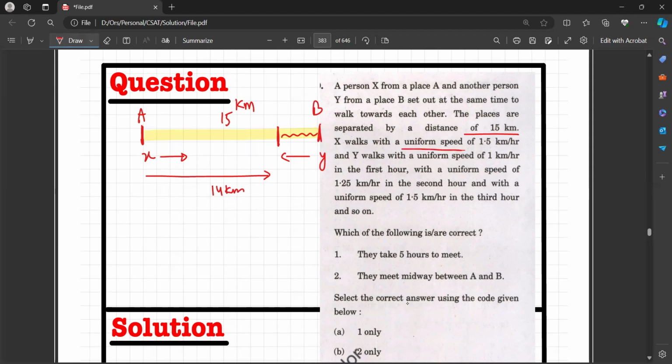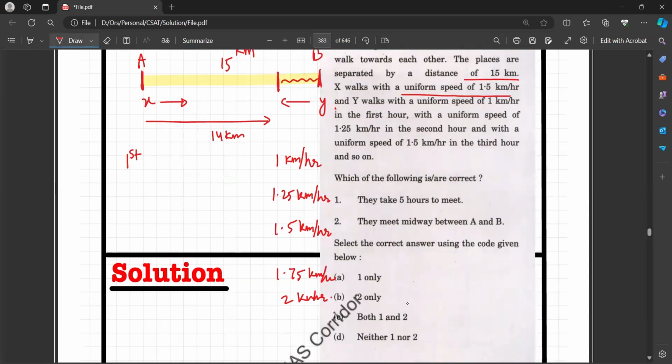Now, X walks with a uniform speed of 1.5 kilometer per hour and Y walks with a uniform speed of 1 kilometer per hour in the first hour. In the first hour Y will go at 1 kilometer per hour. In the second hour, it will go at 1.25 kilometer per hour. In the third hour, 1.5 kilometer per hour. In the fourth hour, 1.75 kilometer per hour. And in the fifth hour, 2 kilometer per hour, right? Now, the question here is, which of the following statements are correct?